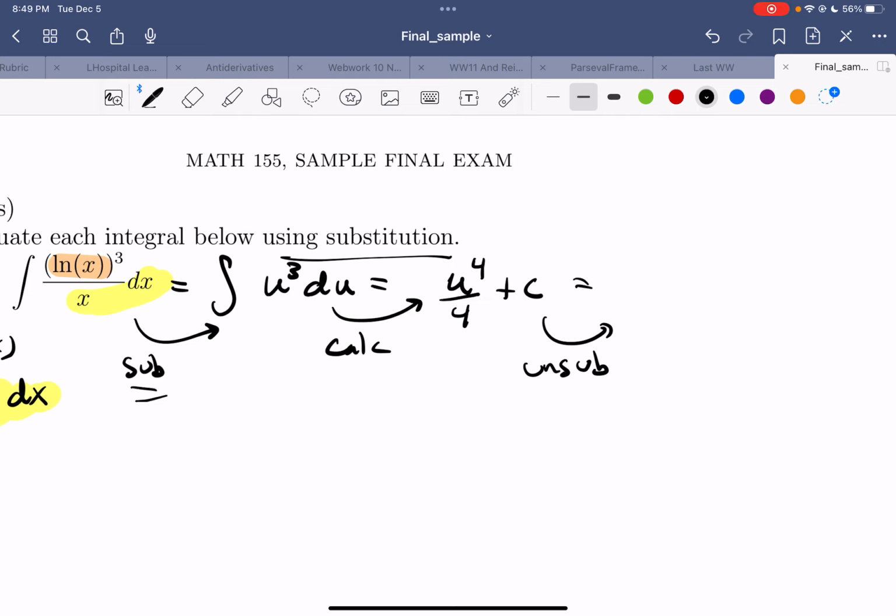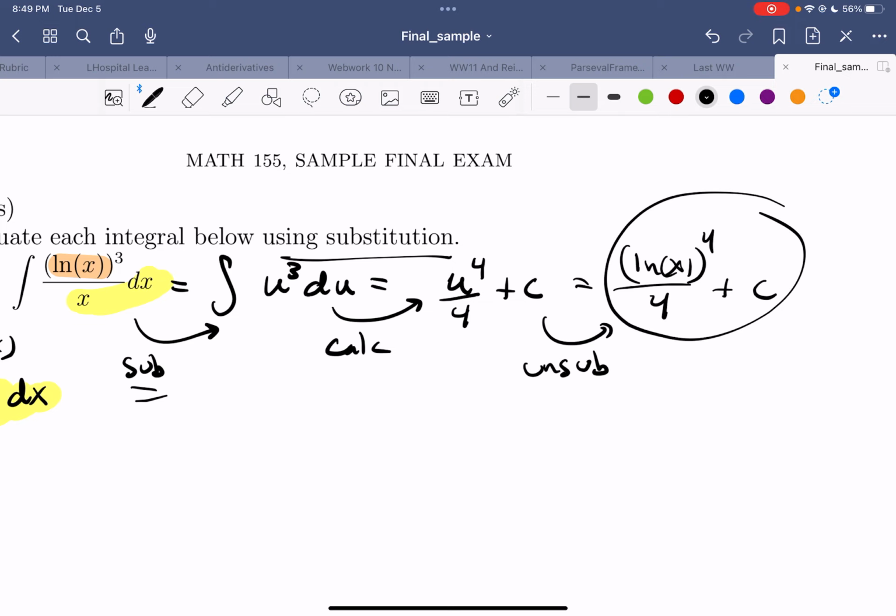It's called back substitution. So u was ln of x. So we have ln of x to the 4th over 4 plus c. There it is, and we're good to go.